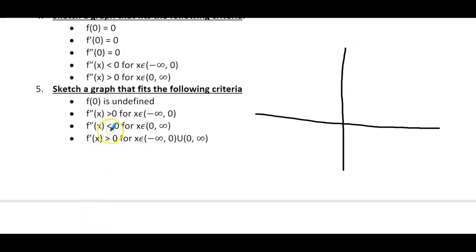First of all, they tell us that f of 0 is undefined. So my graph cannot touch this line. When x equals 0, the function's undefined, so I can't touch that line. I see here that f double prime is greater than 0. That means my function will be concave up from -infinity up to 0. Concave up. I see that my graph is also going to be concave down from 0 to infinity.